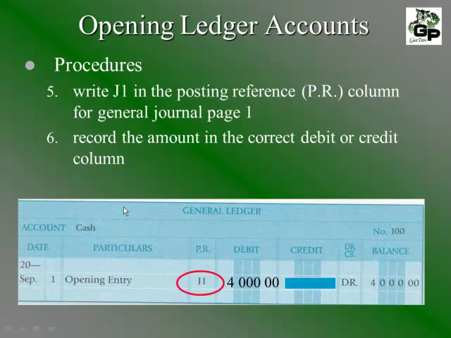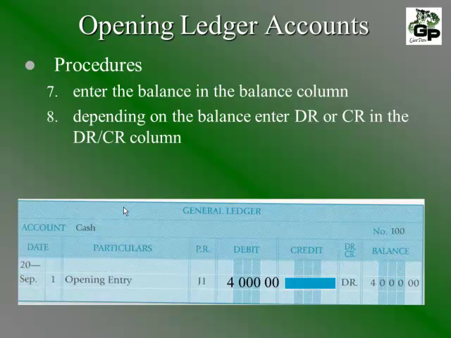We record the amount in the correct debit or credit column. Please note that in your textbook this information was printed wrong by the printers and it needs to be corrected. So your entry under the credit of $4,000 should be crossed out and this $4,000 should be placed under the debit column. Step 7 is to enter the balance in the balance column, and depending on the balance, either debit or credit in the debit-credit column. In this case, it's a debit.